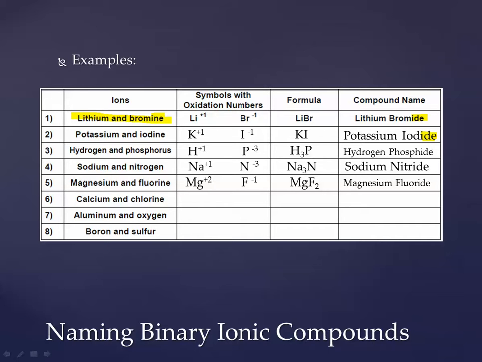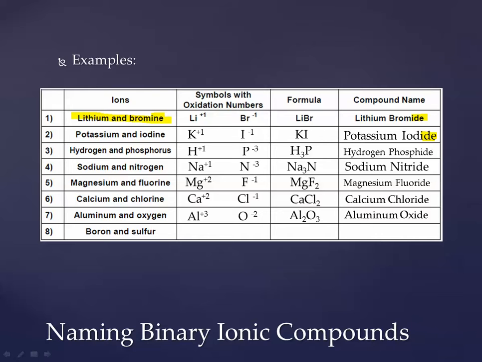Calcium and chlorine can also bond together. So calcium has a +2 charge. Chlorine has a -1 charge. And so we're going to get CaCl2 after we crisscross or drop and swap. And we have calcium chloride. Aluminum and oxygen can bond together. So aluminum always has a +3 charge. Oxygen has a -2 charge. So when we crisscross, we get Al2O3 or aluminum oxide.